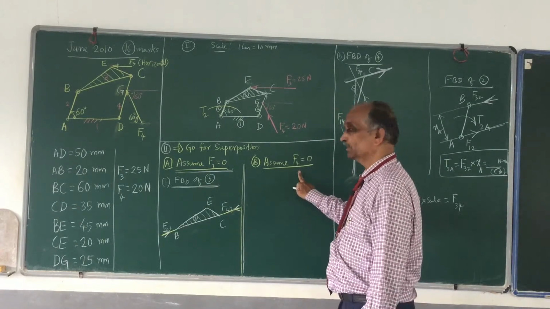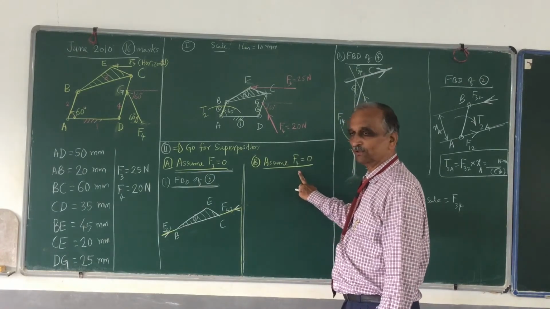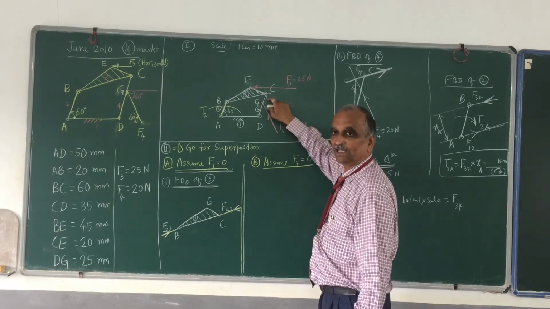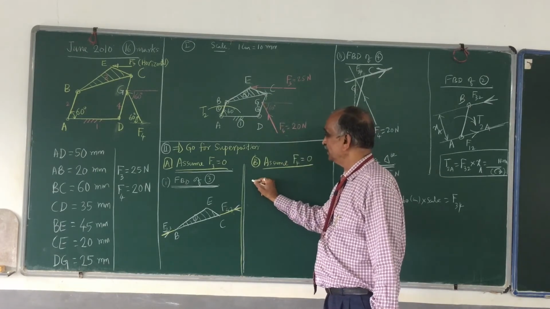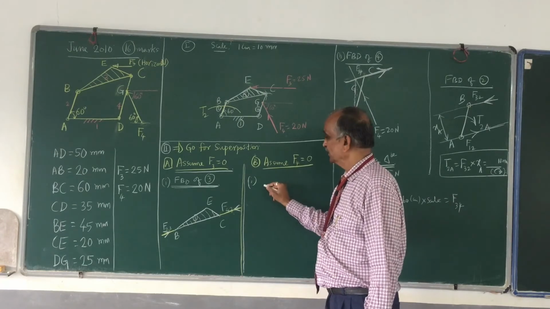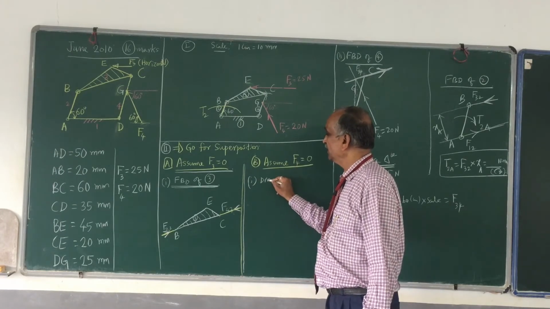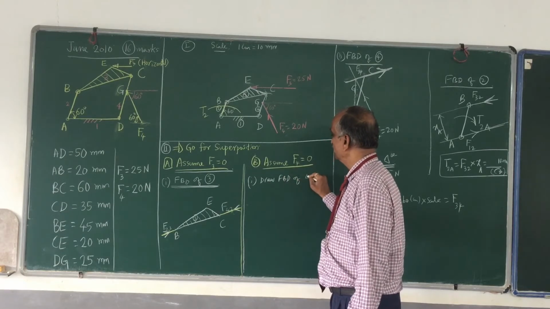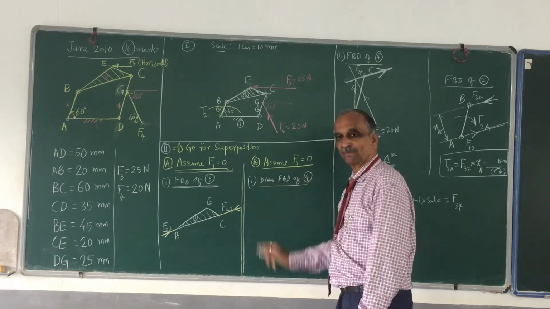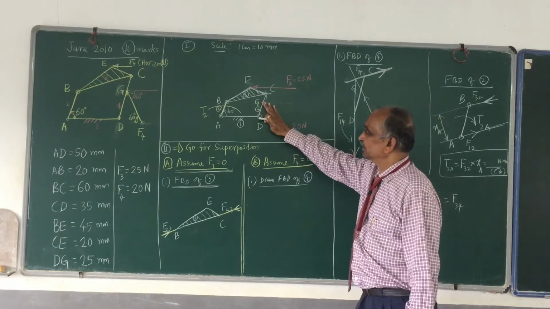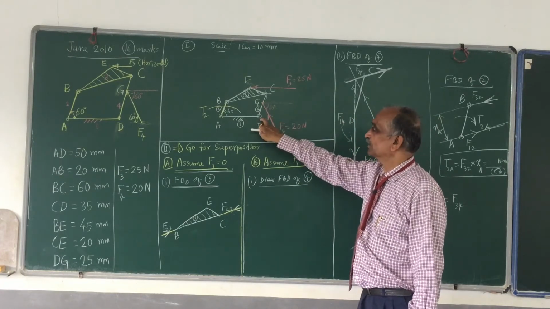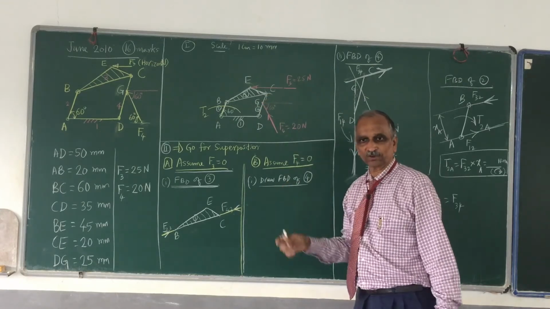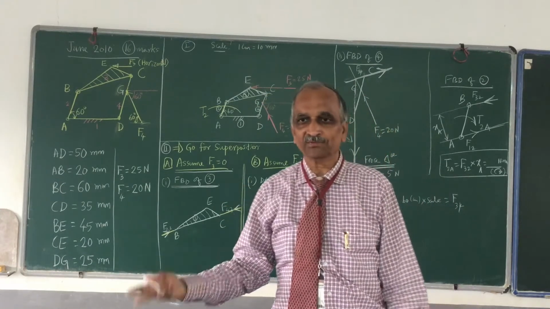Now what you have to do? Assume F4 equal to 0. What is the meaning of that? This force is not there. Then link number, what is your starting point? Draw FBD. FBD of what? Of link number 4. So F4 is not there. You will have one force at D and one force at C. Draw that. Only two forces, F14 and F34.